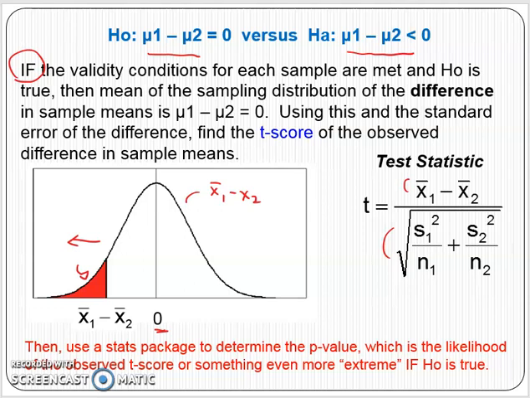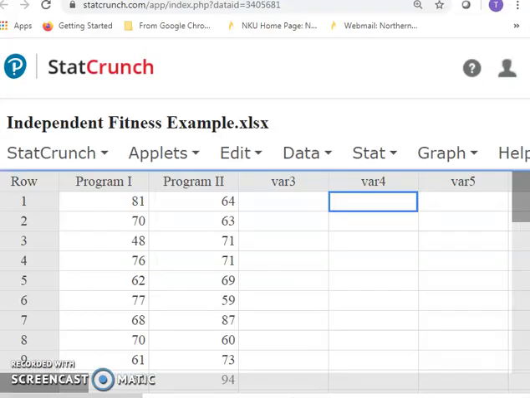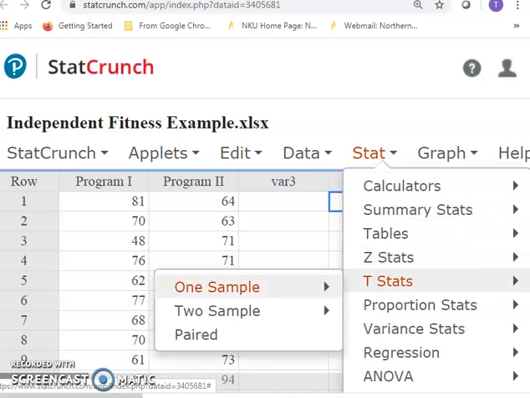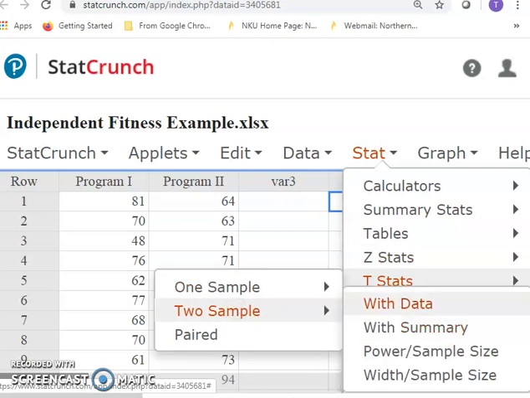So to do that on StatCrunch, I have the data here, program 1 and program 2. Go to Stat. It is a t-statistic. It is 2 samples, independent, and we have the data.